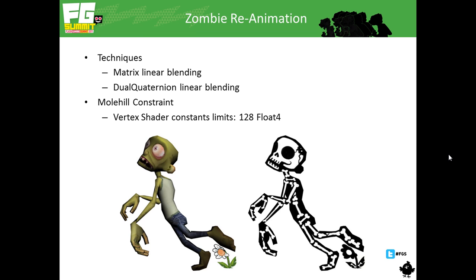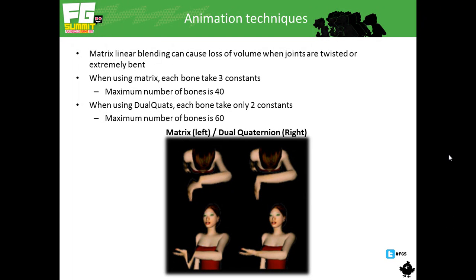And the constraint linked to that in Molehill is the vertex shader constant limit. So right now it's 128 floats, which limits the matrix to around 40 bones per character. One of the problems with matrix linear blending is the loss of volume, deformation. You might have deformation when the joints are extremely rotated, and that can cause what you see on the left side of the image. It's some kind of visual artifact linked to the matrix linear blending.